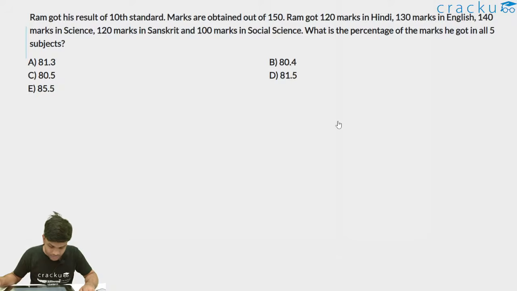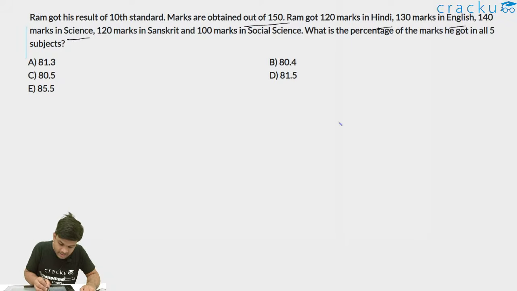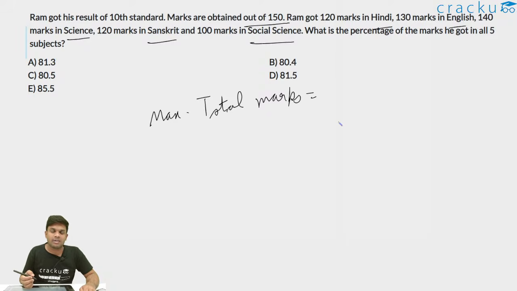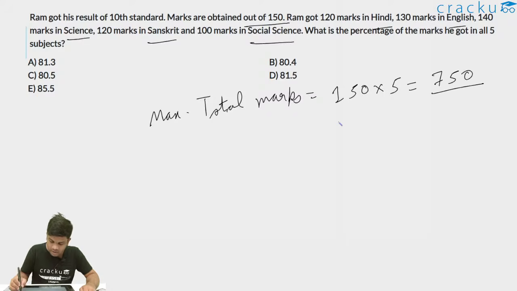So let's look at it. In this question, it is said that Ram got his result of 10th standard. Marks are obtained out of 150. So there are total 5 subjects, which are Hindi, English, Science, Sanskrit, and Social Science. So the maximum total marks will be, 150 is the maximum marks in one subject, there are total 5 subjects, so it will be 150 into 5, which is equal to 750. So this is the maximum total marks that a student can obtain.